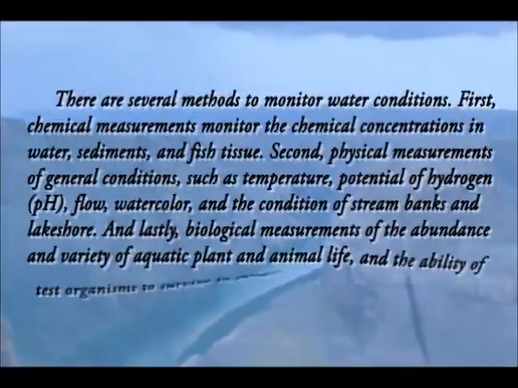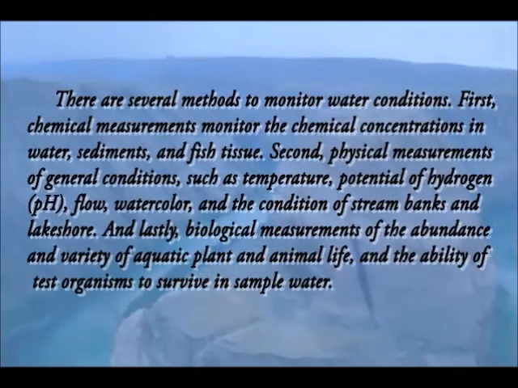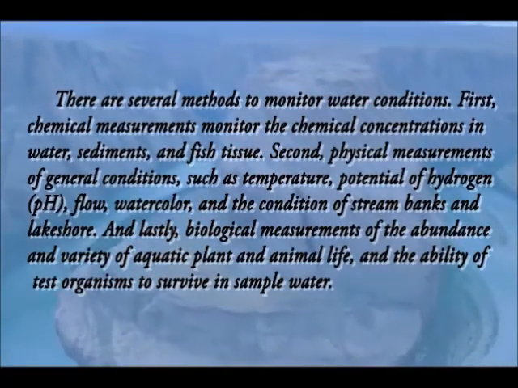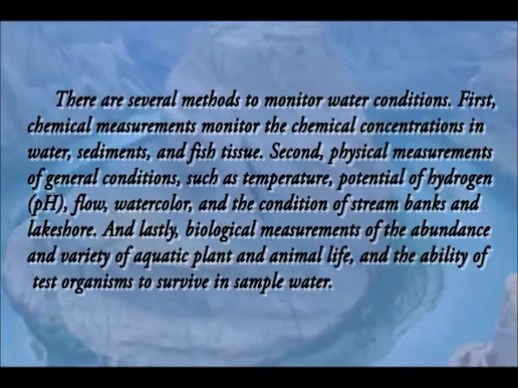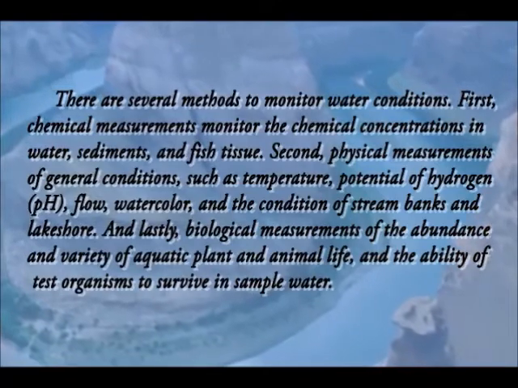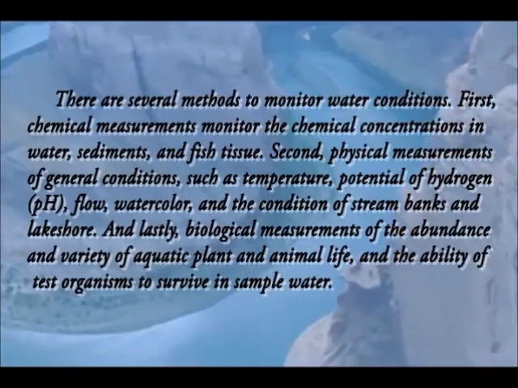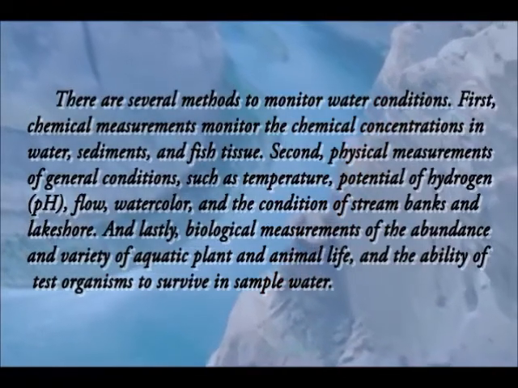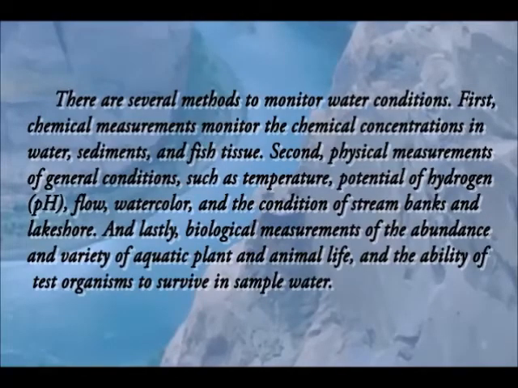There are several methods to monitor water conditions. First, chemical measurement: monitor the chemical concentrations in water, sediments, and fish tissue. Second, physical measurements of general conditions such as temperature, potential of hydrogen, flow, water color, and the condition of stream banks and lake shores. And lastly, biological measurements of the abundance and variety of aquatic plants and animal life and the ability of test organisms to survive in sample water.